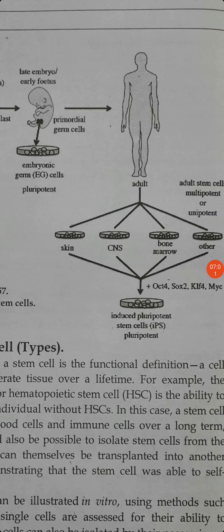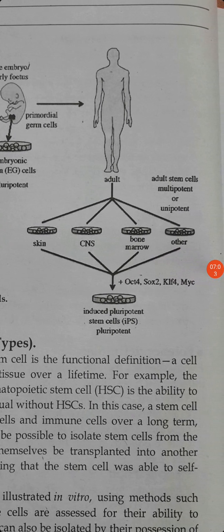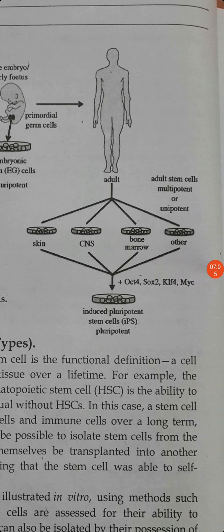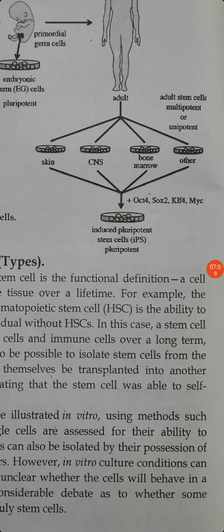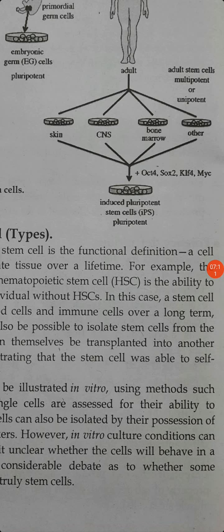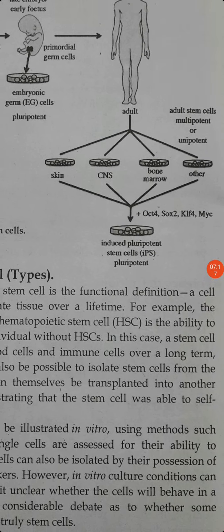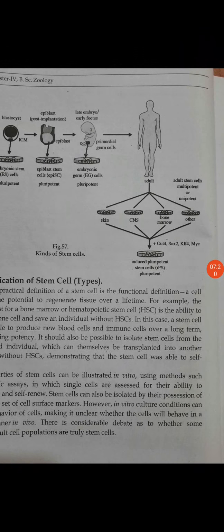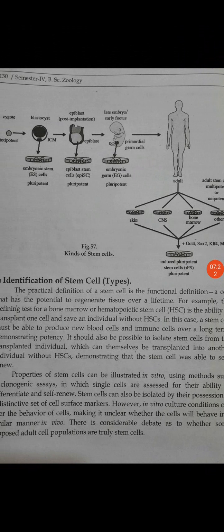Now the adult stem cells we get from the skin, central nervous system, bone marrow and other parts, and induced pluripotent stem cells for use. So these are the kinds of stem cells. Now by observing the picture you will know very well. So this is the identification of the stem cells.